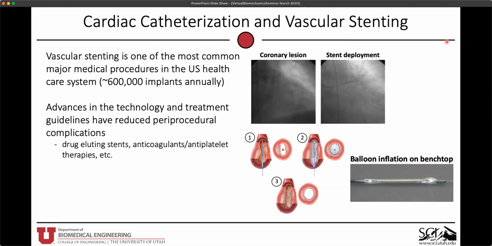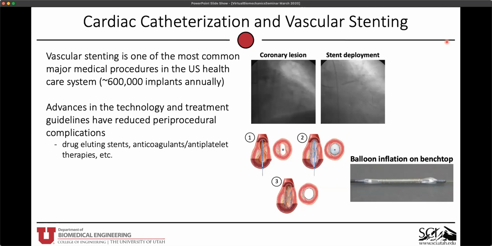Now, stents have been around for about 40 years now, and they're continually advancing. This is advancements in the technology, advancements in the treatment guidelines. These are continually being updated. And ultimately, these have collectively reduced complications associated with vascular stenting.